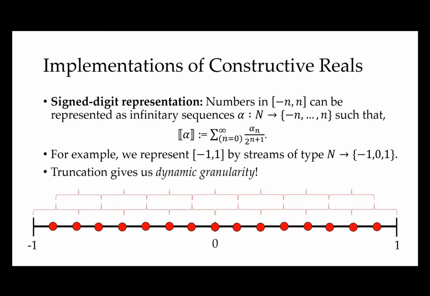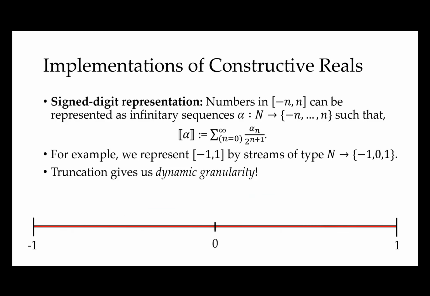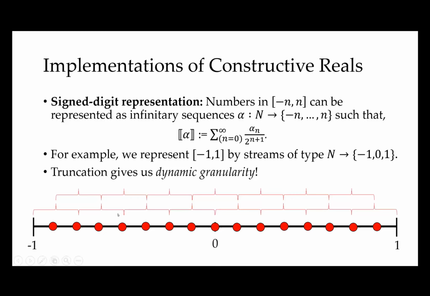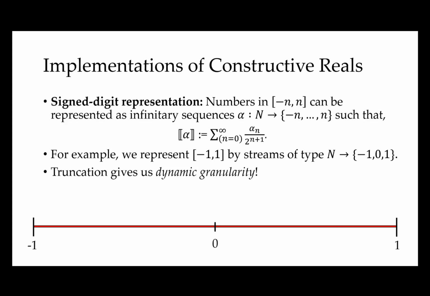And this keeps increasing until eventually we recover the real line. And that's what I meant by a dynamic granularity that converges to the real line. Because at every point you're making a choice to go right or left or right or left. And in the infinite, you get to a point on the real line.